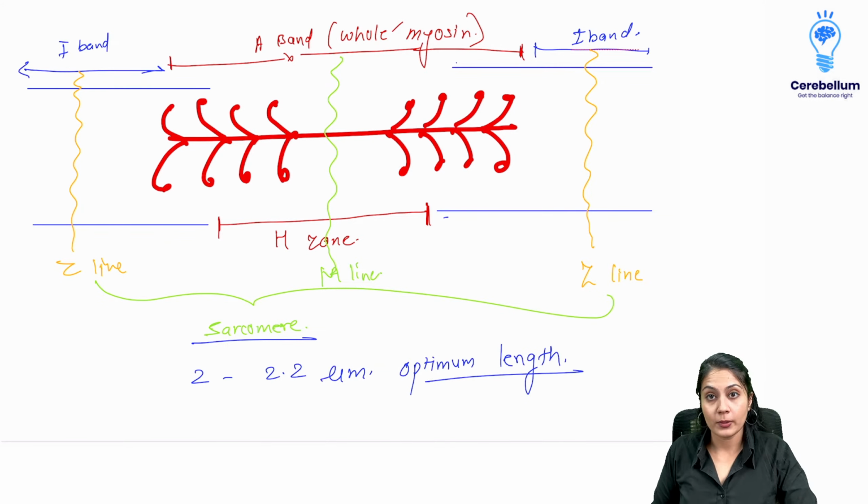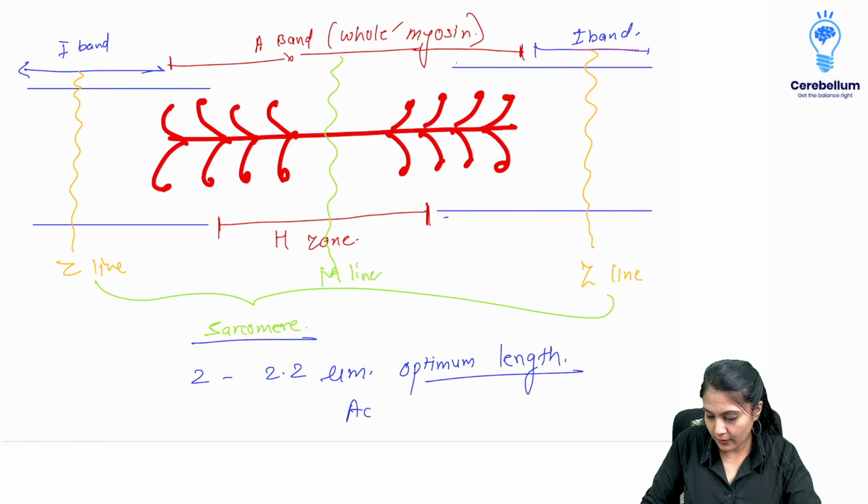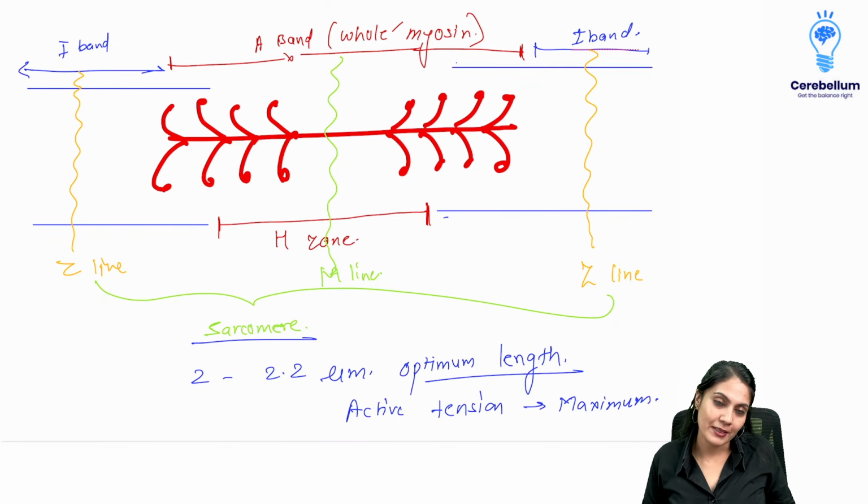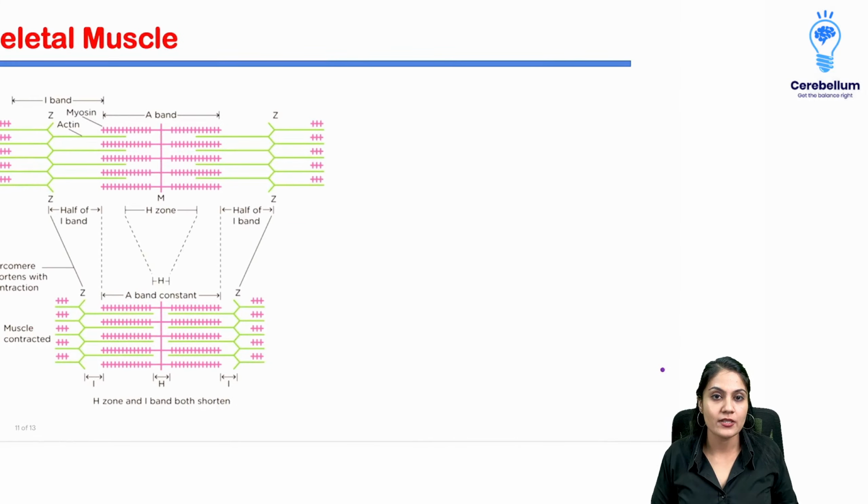What do you mean by optimum length? Optimum length means where the active tension is maximum. If tension is maximum, that means it is going to be in the partially contracted phase. All right, so please remember that.